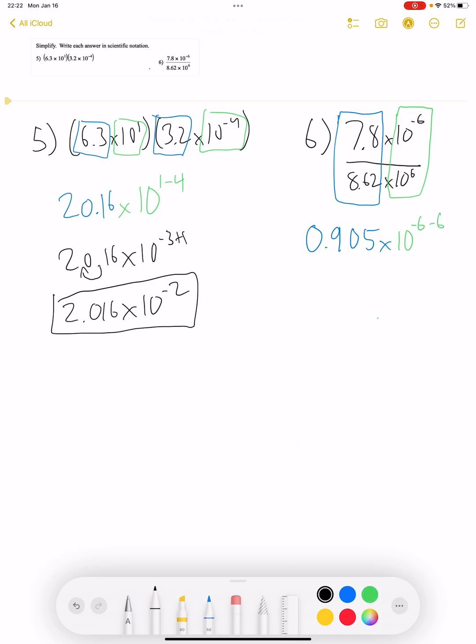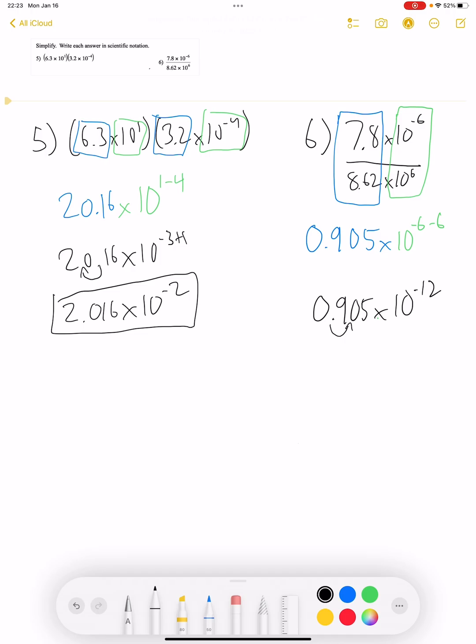And so my answer is 0.905 times 10 to the negative 12. Now, once again, it's not in scientific notation. This 0 does not count. I need at least some value to the left of the decimal place. So I need to move this to the right.